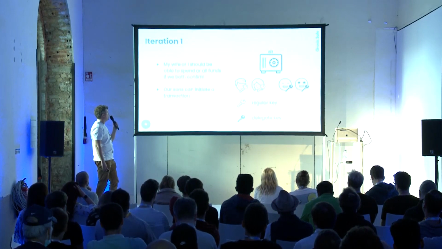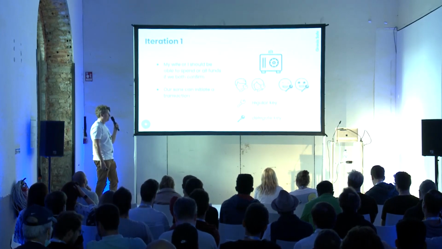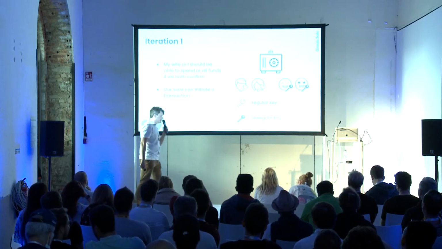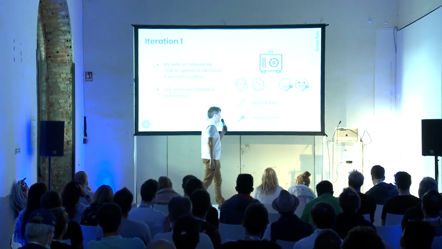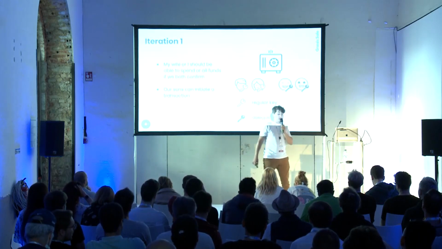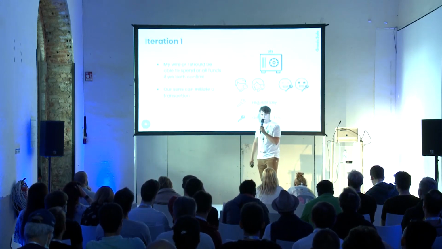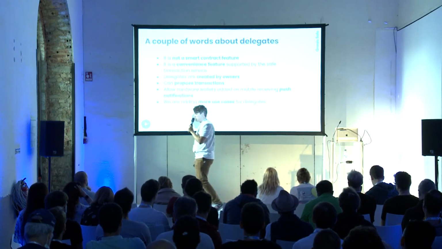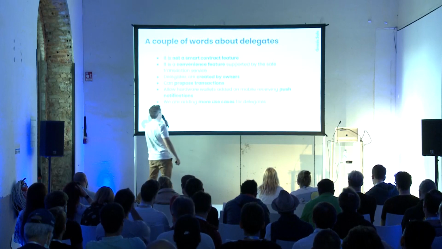myself or my wife should be able to spend all funds if we both confirm, but our kids can initiate the transaction. For that, we can create a 2 out of 2 multisig, and we can delegate a key for our kids. A delegate key is not a full owner, but they have some nice properties. So a couple of words about delegate keys. Delegate keys are not a smart contract feature.